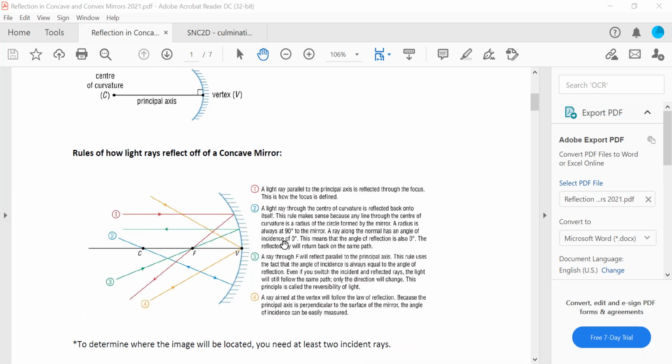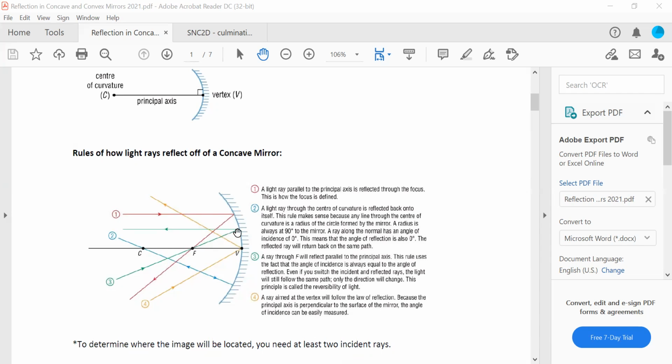Basically, what these 4 rules are saying is if you have light that is going parallel to your principal axis, it will always reflect through the focal point, through F. Number 2 says a light ray through the center of curvature just reflects straight back on itself. So I have this blue light right here going through C, it reflects back on itself. It is actually following the angle of incidence and the angle of reflection, but just easiest to think about it going straight through C. A light ray through F, so that's the green one here. If it goes through F, bounces back parallel.